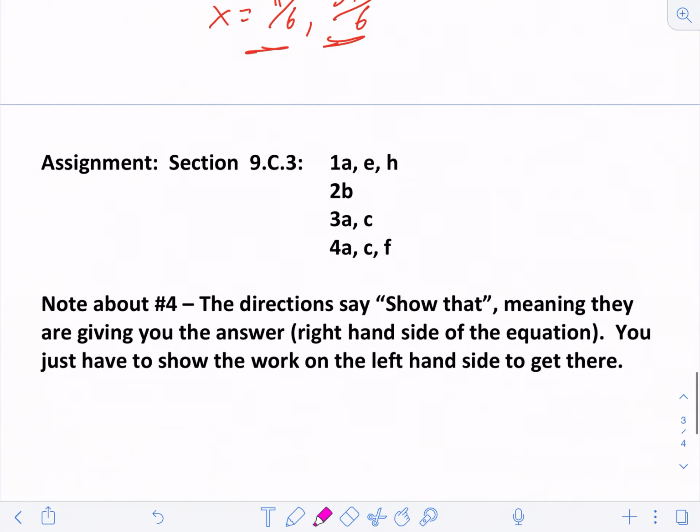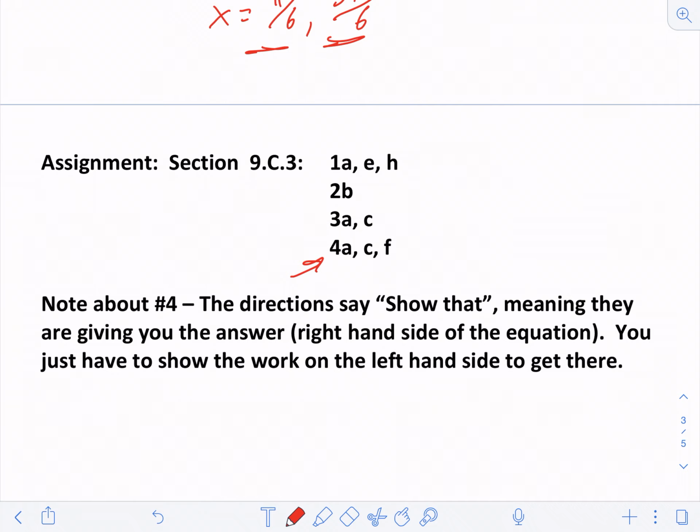Those are the examples for today. So here's the assignment, just 9 problems from section 9C3. One thing about number 4 is, if you look at the directions, it says show that, and they give you an equation, and they have a left-hand side and a right-hand side. This is what they do on the IB exam a lot, where they're basically giving you the answer.